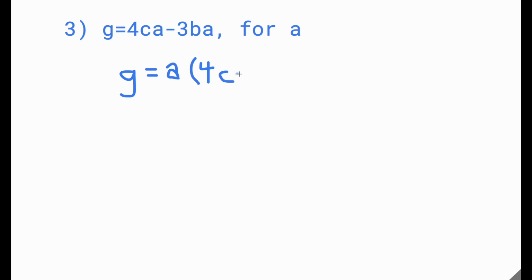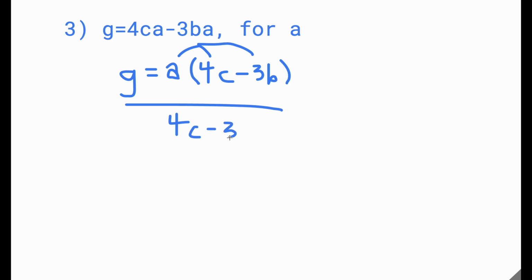4c minus 3b. We know this is correct because if we were to distribute a over what's in parentheses, that would give us 4ca minus 3ba, which would be exactly the same as what we have up here. So in order to isolate a, all we have to do is divide everything in the equation by 4c minus 3b. That's going to give us g over 4c minus 3b equals a. And that's all you have to do.